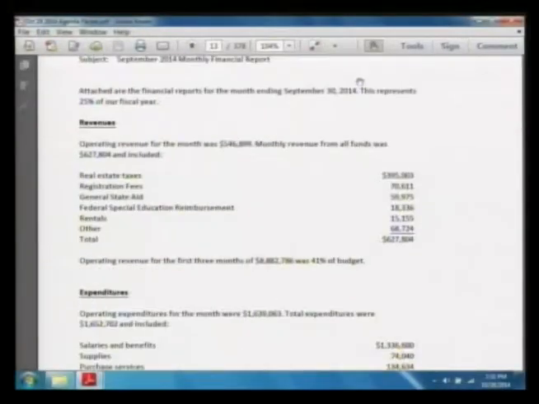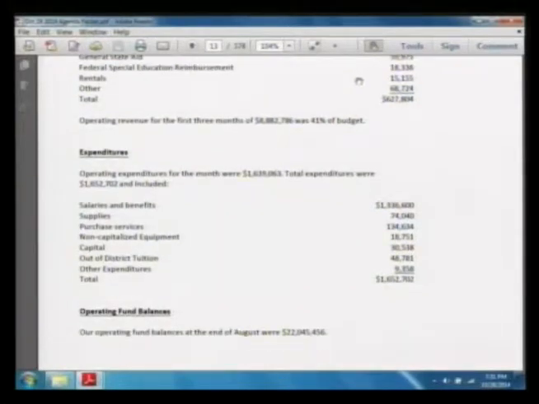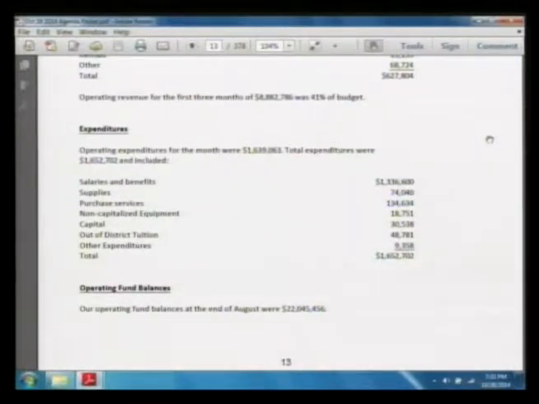Okay. The operating expenditures for the month of September were $1,639,000. The total operating expenditures for the first 3 months were 20% of budget. Most of the funds are at about 25%. The 20% is reflective of the fact that we really haven't transferred much money out of working cash, which is reflected in the operating fund.